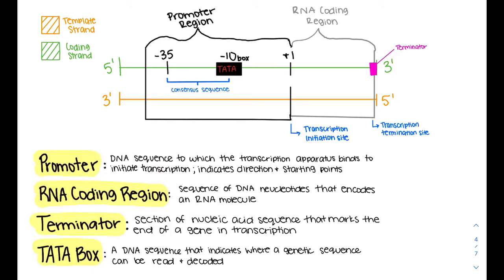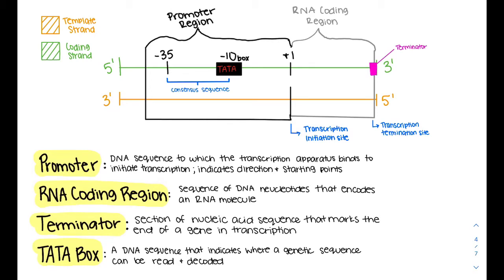If we simplify this, we can see that transcription begins at a place called the promoter region. The promoter region includes the -35 site, the -10 box or TATA box, and the +1 site, which is also known as the initiation site. The RNA coding region also includes the +1 site, but this is where the transcription takes place and is terminated. Additionally, the -35 site and -10 box are what make up the consensus sequence inside the promoter region.